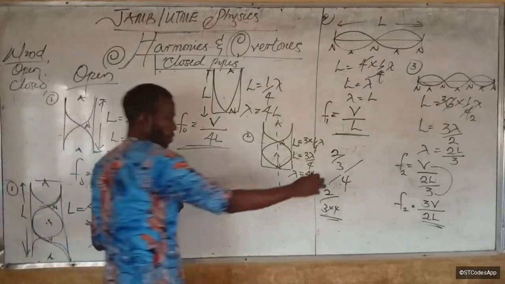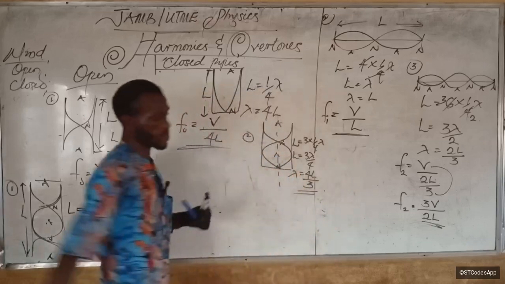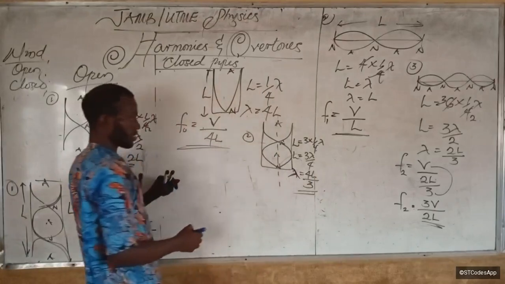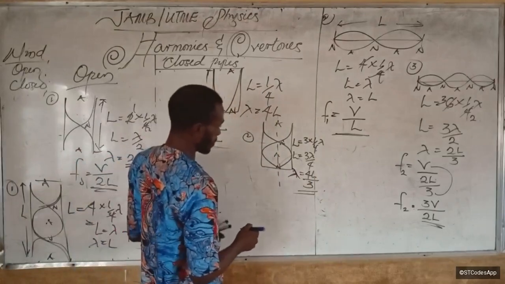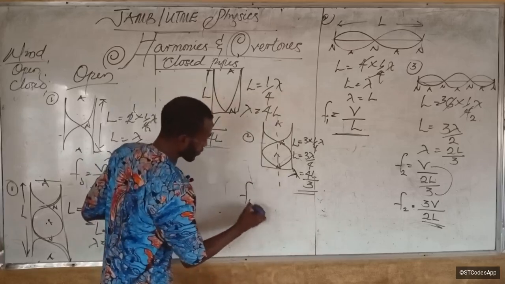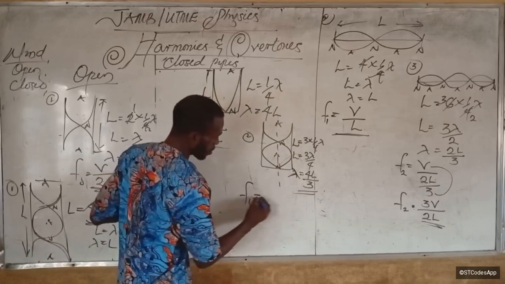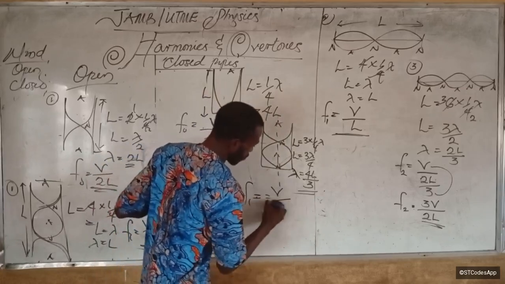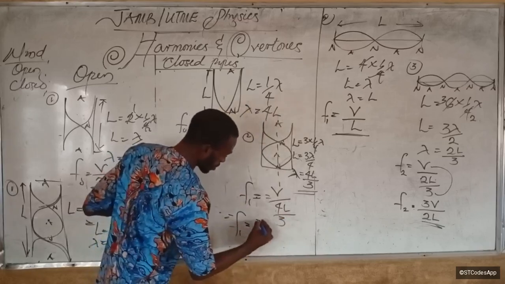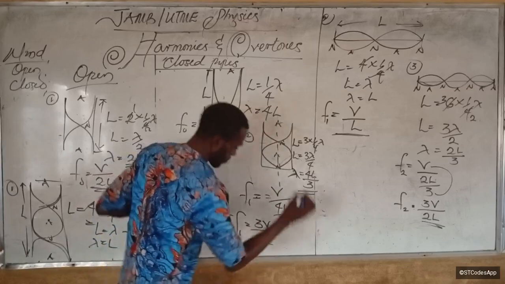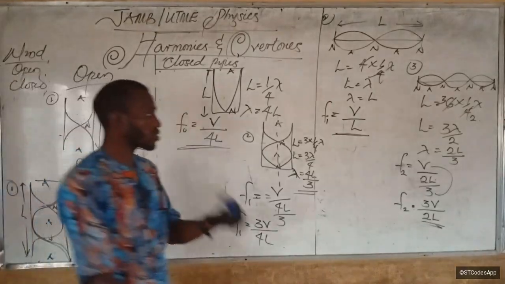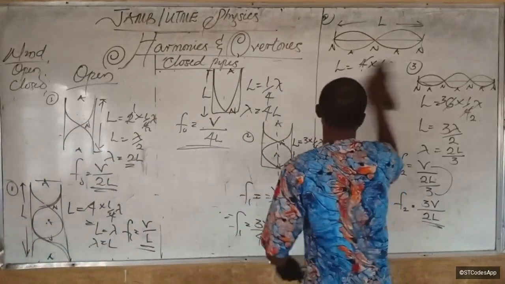Okay. Then we have this together with this. So we now have that F sub 1, which is the next level of vibration, will be equal to V over 4L over 3, isn't it? So F sub 1 will equal 3V over 4L. Does that make sense? Okay. I'll go one more step and then you do the rest.